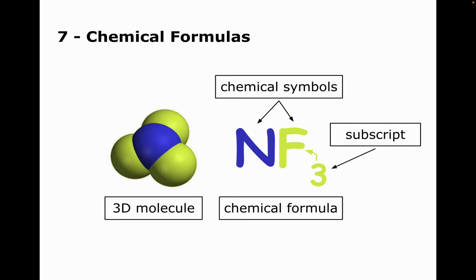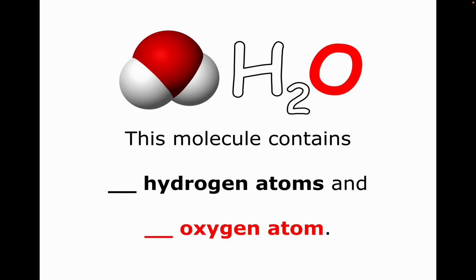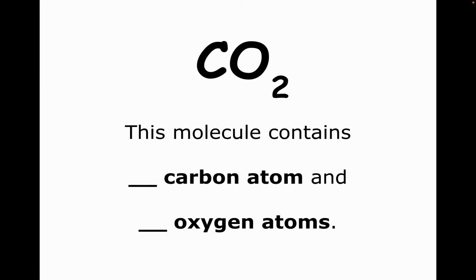Now you'll notice that there's no number 1 by the N, and that's because we just kind of leave it off. It would look too cluttered if we put in all of the singles. So if there's no subscript, you just assume that there's one of them. Okay, let's practice a little bit with our chemical formulas. So here we have some water, H2O, and this molecule contains how many hydrogen atoms? That's right, 2. And then that leaves us how many oxygen atoms? Just 1. Very good.